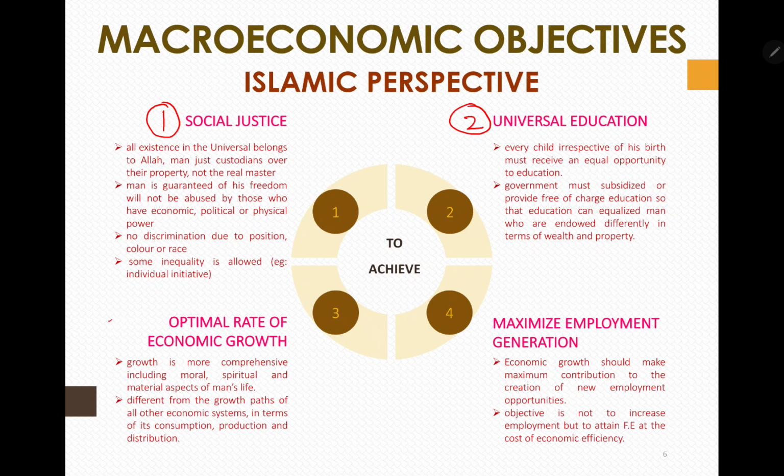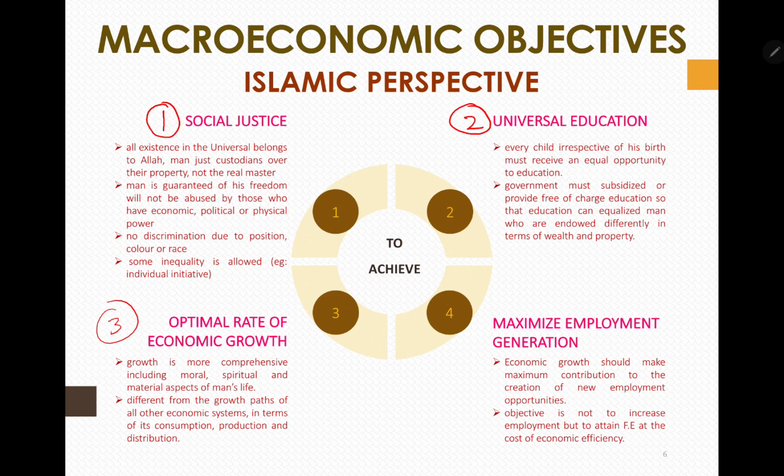Number 3 is to achieve optimal rate of economic growth. It means that they want the economy to grow, but still based on the Islamic principle. That is, they want the economy to grow, but according to Islamic ways. That is, the transaction must be based on halal goods. They want to make sure that no riba is involved in the transaction.